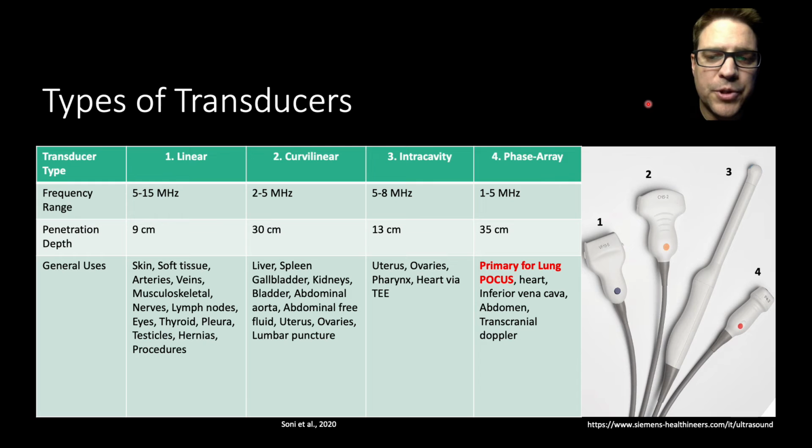The four most common types of transducers used in POCUS include linear, curvilinear, intracavity, and phased array. Each of the four are listed over here, along with the frequency ranges, penetration depth, and general uses. Feel free to pause the slideshow and look over each one. But the big takeaway is that the primary transducer used for lung POCUS is the phased array. Occasionally a curvilinear is used, but again, the primary for lung POCUS is phased array. And that's important. You may see that again.